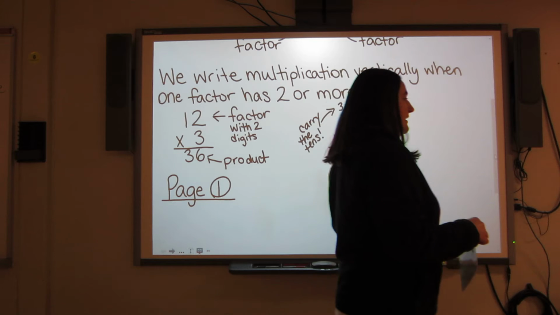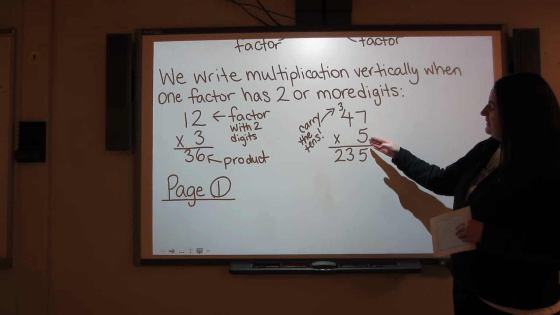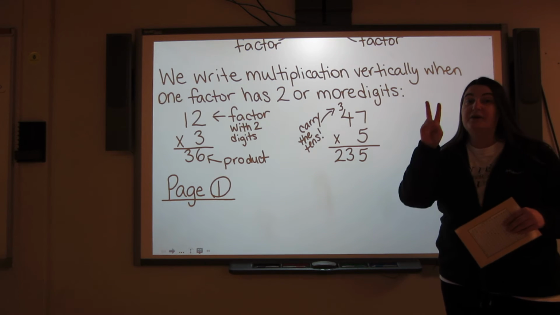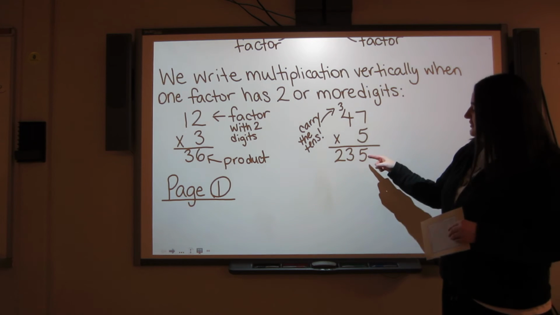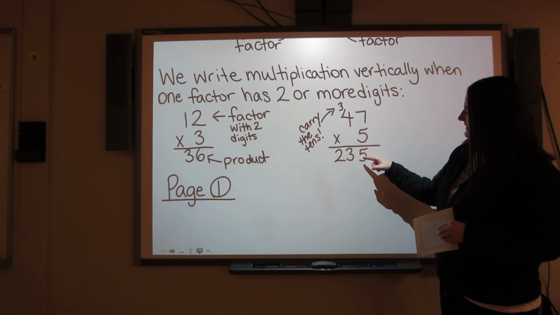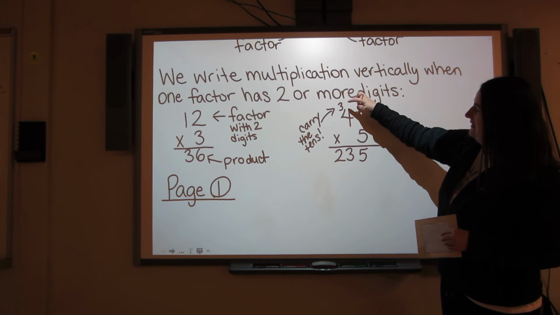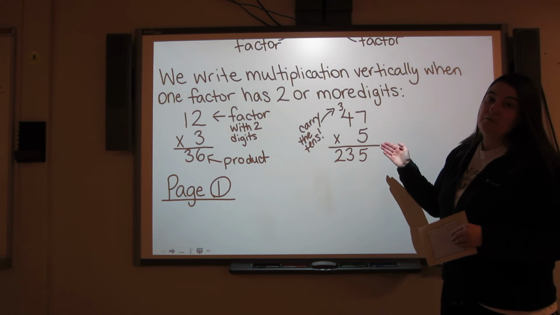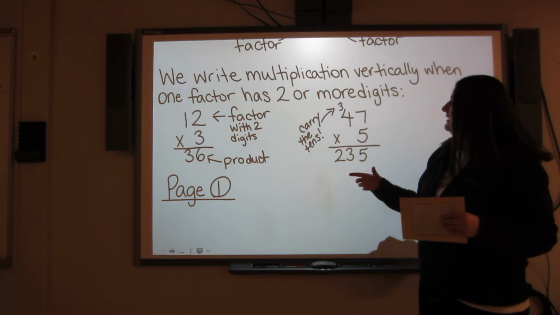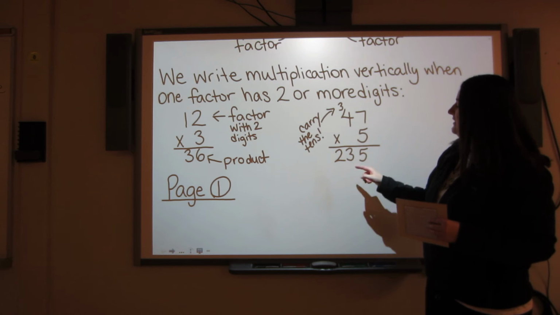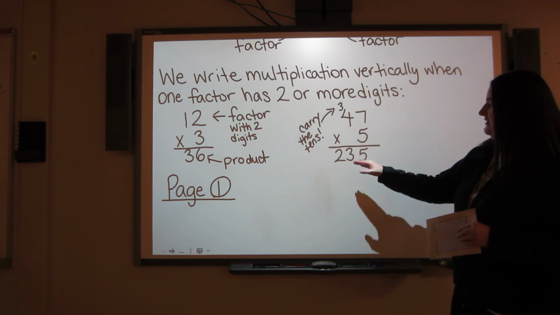Now, sometimes you're going to have examples where the first 2 digits are going to give you an answer with 2 digits as well. In this case, 5 times 7 is 35, but I cannot fit the 35 in here. I can only put the 5, and then I carry the 3 to the next column over. So then I do 5 times 4, which is 20, plus the 3 that I carried, which is 23. So that means my finished product is 235.